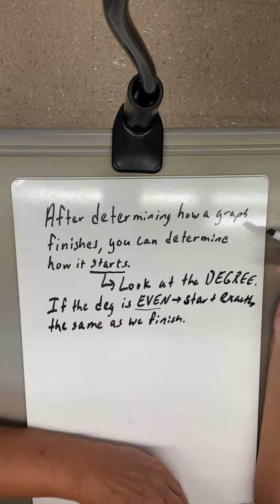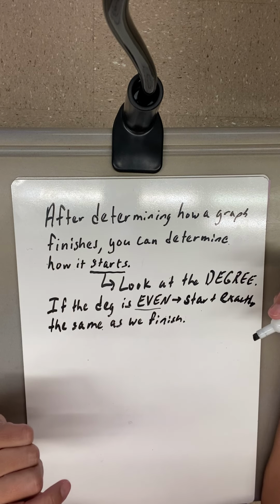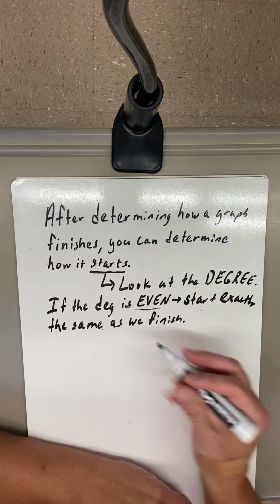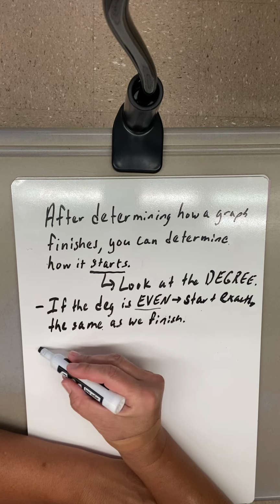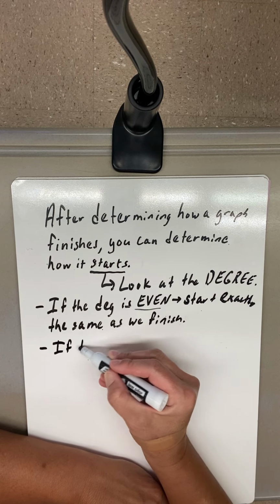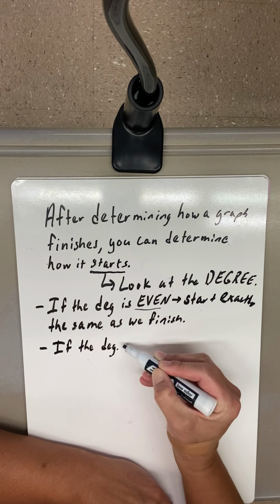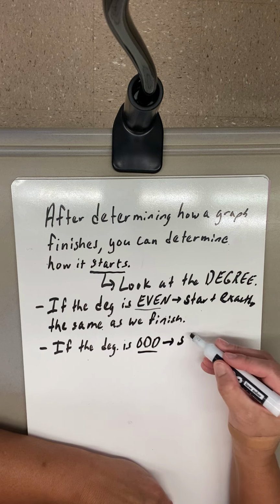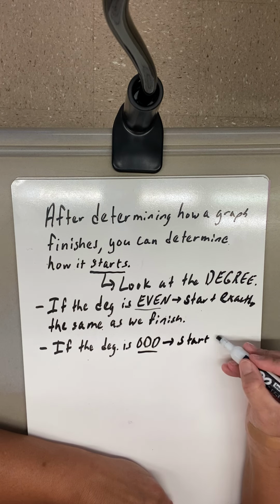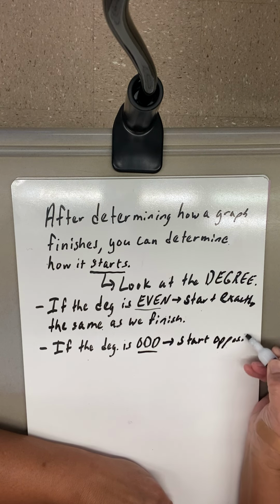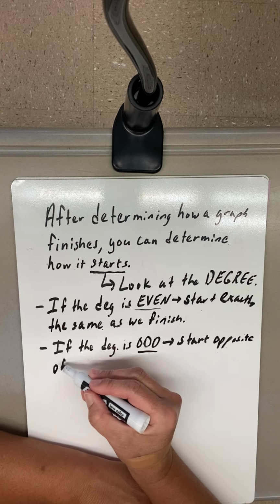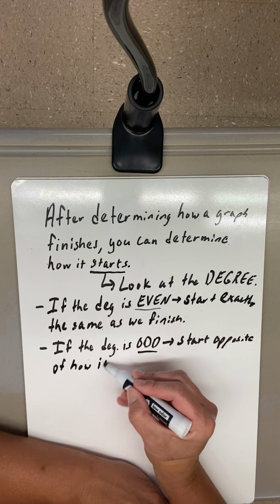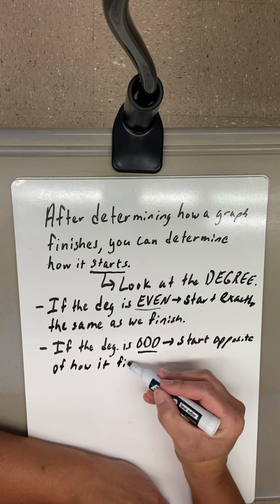Another way I like to remember it is, if you and I are even, we're basically the same. So even means the same. If the degree is odd, we're going to start opposite of how we finished, or how the graph finished.